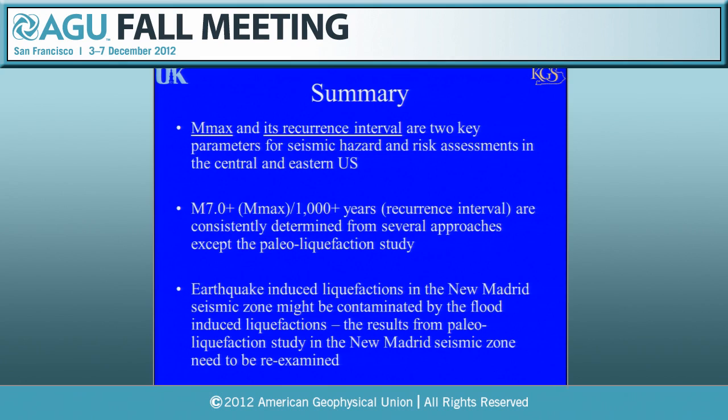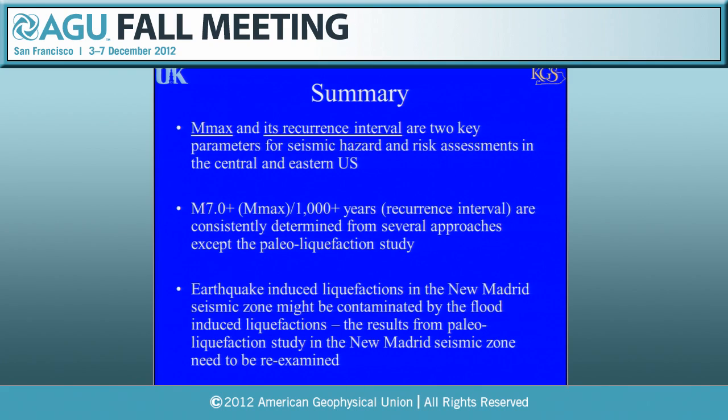Next, please. So clearly, particularly in the Mississippi embayment area, with such active flooding and meandering, sand boils are really everywhere. So I think it's clear; here is a summary. Maximum magnitude and recurrence interval are two key parameters, very important for seismic hazard and risk assessment in the central and eastern U.S. A lot of the time we only talk about maximum magnitude, but we also need to look into the recurrence interval, because the two parameters go together. A large magnitude could occur, but also with a very long recurrence interval.